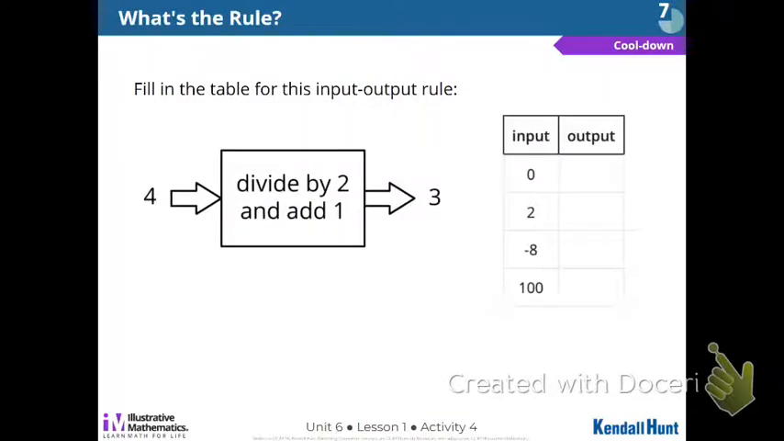Over this. So, input 0. Divide by 2 is 0 plus 1? 1. 2 divided by 2 is 1 plus 1? 2. -8 divided by 2 is -4 plus 1? 3. 100 divided by 2 is 50. 50 plus 1 is 51. 51. That's how I say it.